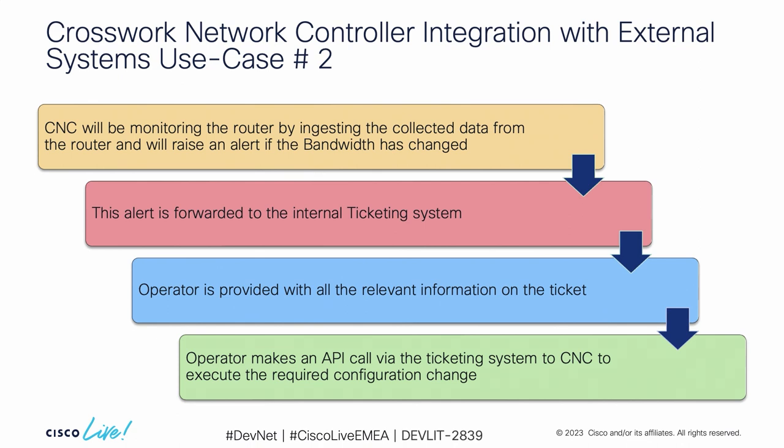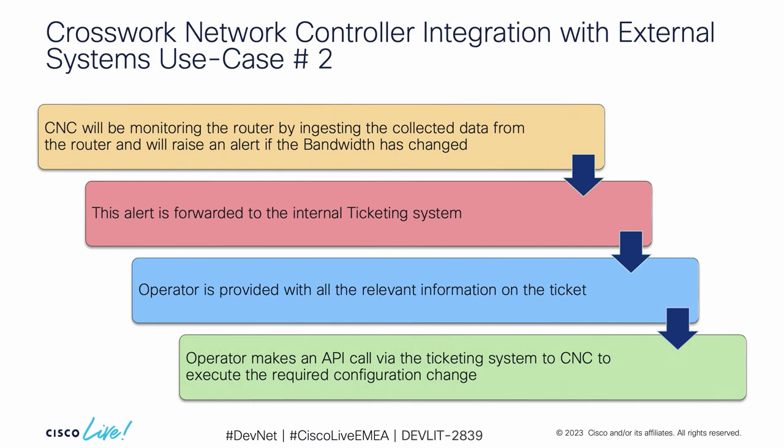Typically, in this case, they're trying to monitor the microwave links which are out in the field. So whenever there is a change in weather, let's say there is rain today, and the configured bandwidth was 5, but it went down to 3 and it was reporting 3 gigabits, then because this is a considerable change, an alert is raised on the CNC UI.